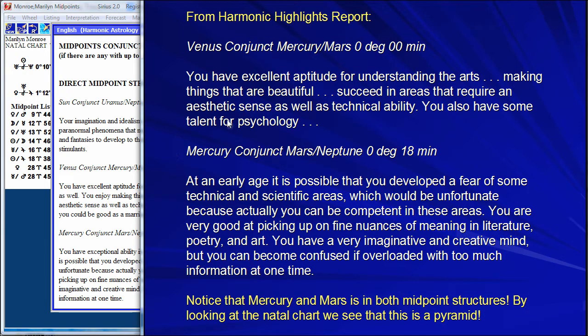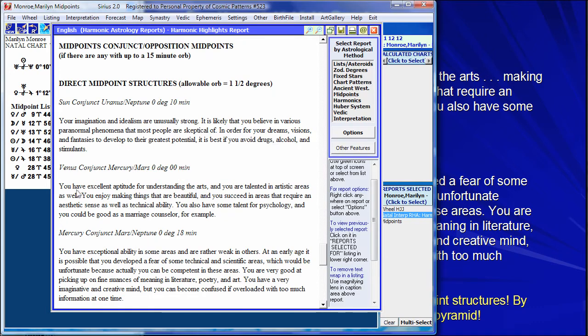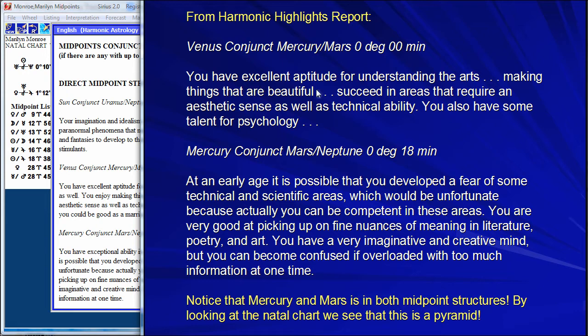So, for example, I've copied and pasted here a few of the interpretations. For example, here it says Venus conjunct Mercury Mars. You have excellent aptitude for understanding the arts, and I've copied it here. So just to summarize a few of the main points in these midpoint structures, without reading all of it, so that we don't take forever to do this tutorial video, let's read some of the interpretations. And tell me, I can't hear you, but do you think this describes Marilyn Monroe? What I'm claiming is that vibrational astrology, and part of vibrational astrology is direct midpoint structures, will go right to the heart of who the person is.